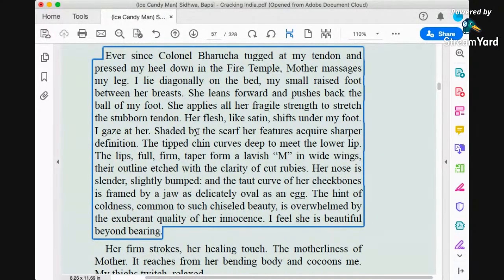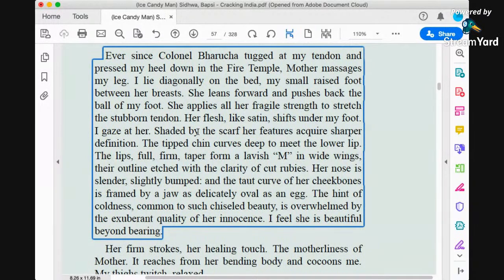For example, let's continue. "Her flesh like satin shifts under my foot. I gaze at her, shaded by the scar. Her features require sharper definition. The tipped chin curves deep to meet the lower lip. The lip, full, foam-tipped, form a lavish M in wide wings, their outline etched with the clarity of cut rubies. Her nose is slender, slightly bumped, and the taut curve of her cheekbones is framed by a jaw as delicately oval as an egg. The hint of coldness common to such chiseled beauty is overwhelmed by the exuberant quality of her innocence. I feel she is beautiful beyond bearing."